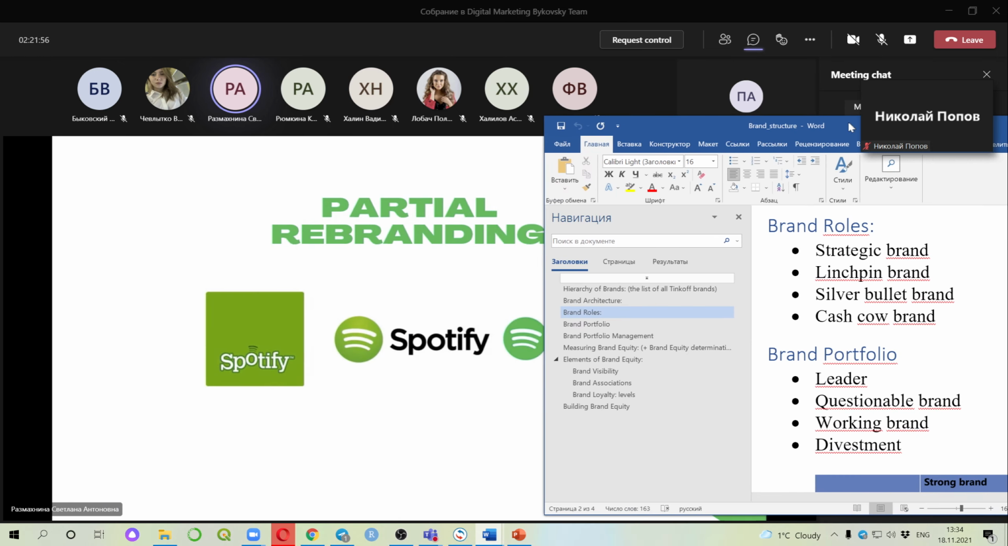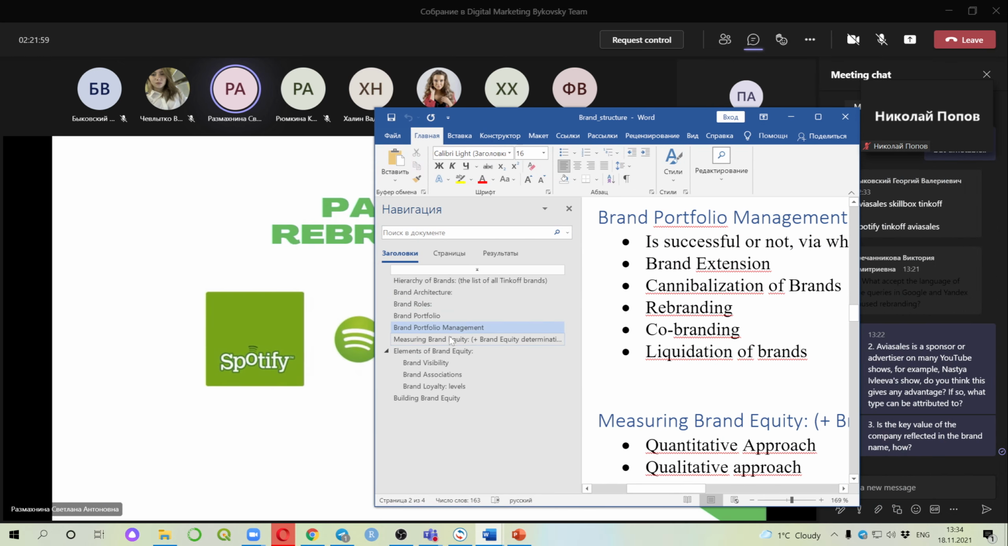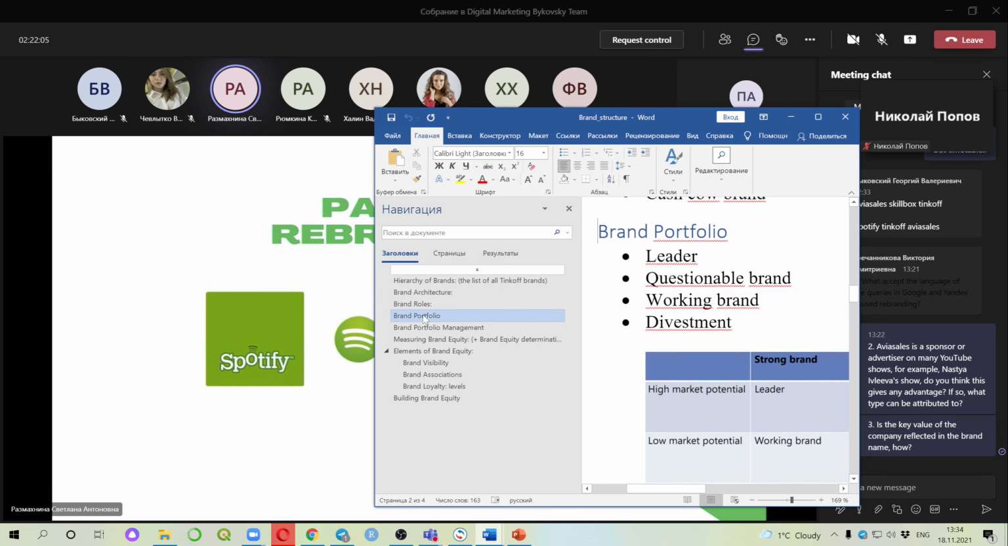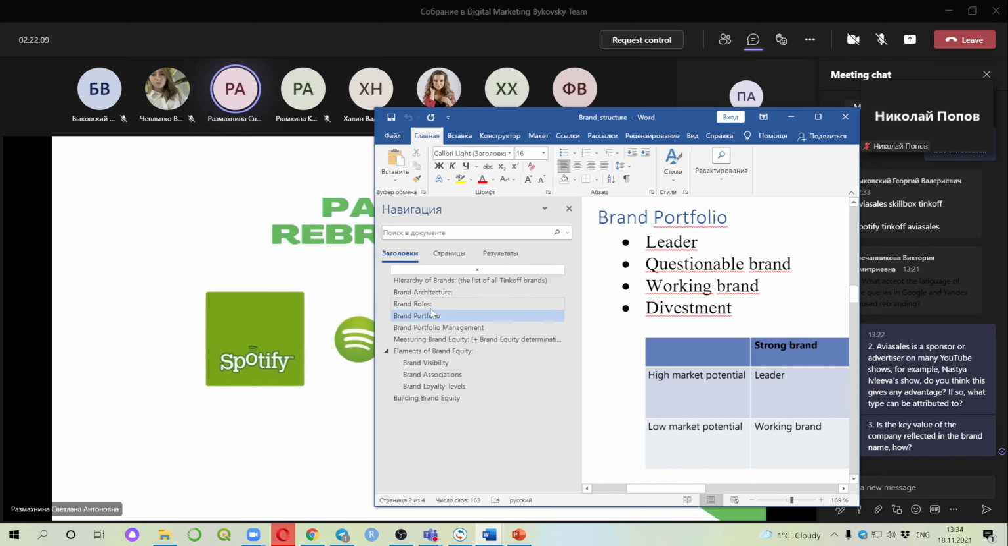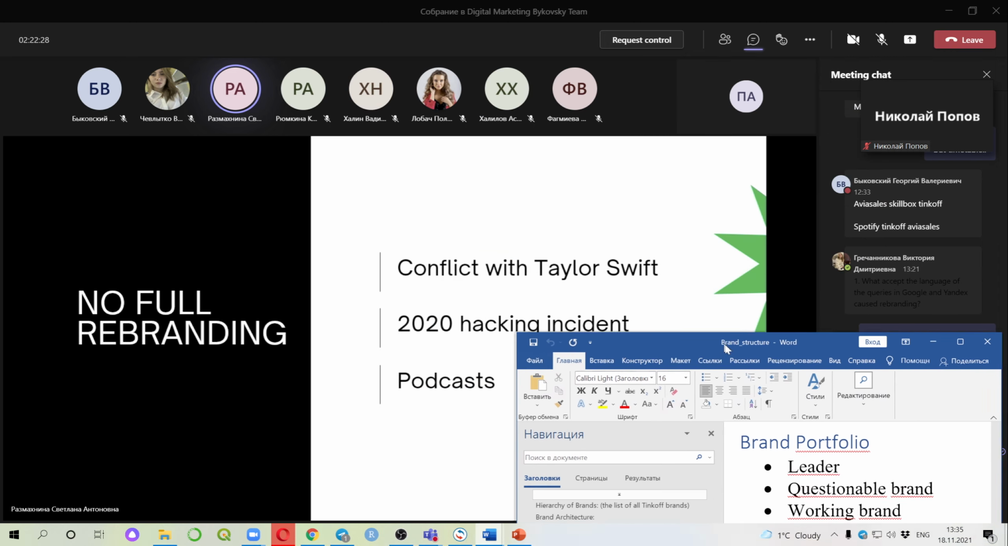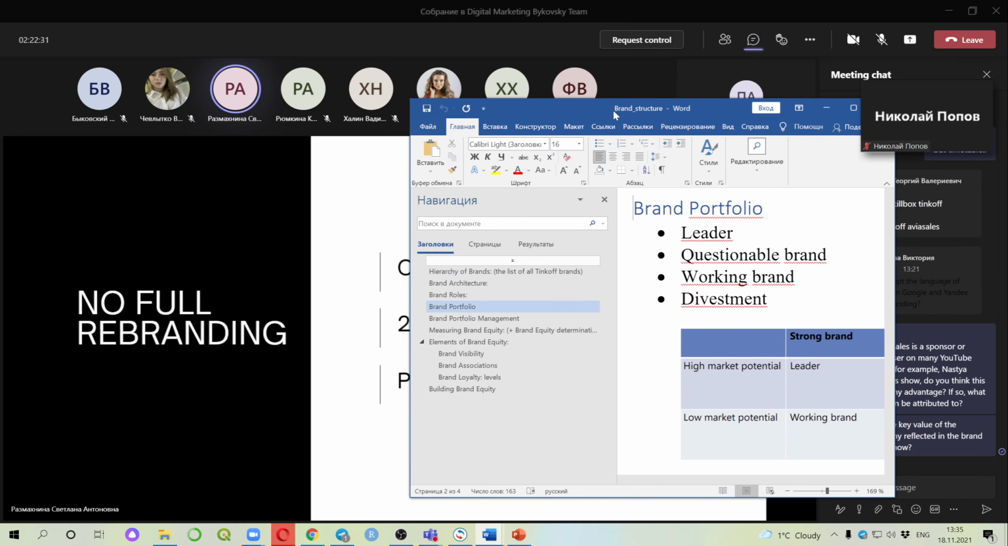When we talk about the rebranding of Spotify, they haven't gone through significant or full rebranding, only partial rebranding, such as changing the font, color scheme, and different other things. Despite different events that happened with Spotify's reputation in bad and good ways, they only recognize them and improve itself without full rebranding.